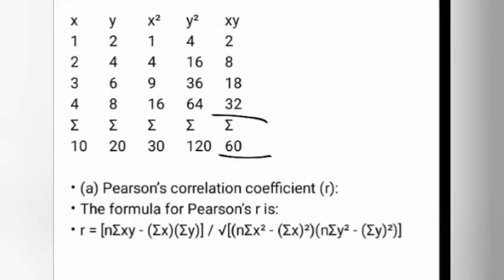So your Pearson's correlation coefficient is R, and the formula is n times sigma xy minus sigma x times sigma y, over the square root of n times sigma x squared minus sigma x all squared.